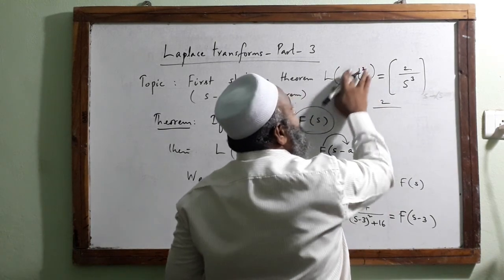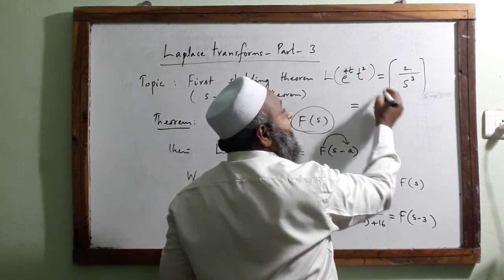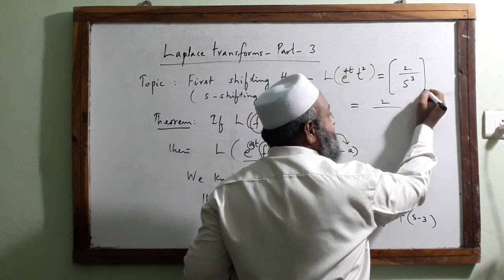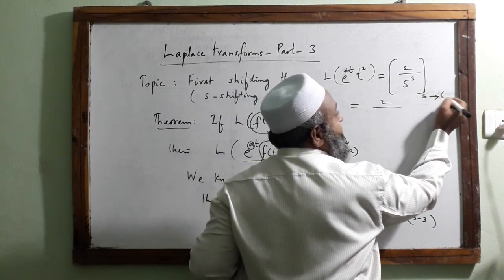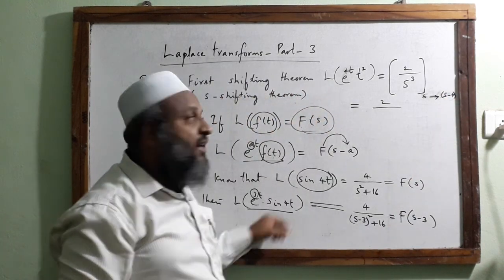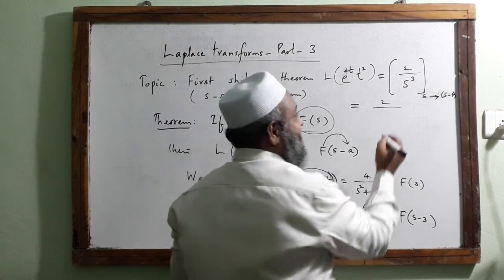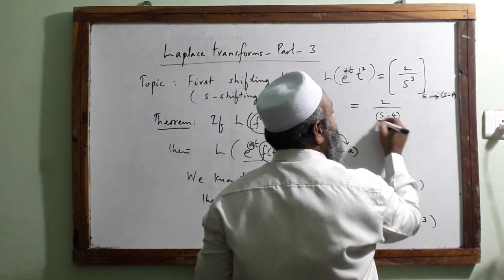So for L of t square it is this. When e to the power of 4t appears, I have to agree that I will change s as s minus 4. This is an agreement. Now the agreement is done, and we are following it. We are doing the change now, that is, 2 by s minus 4 whole cube.